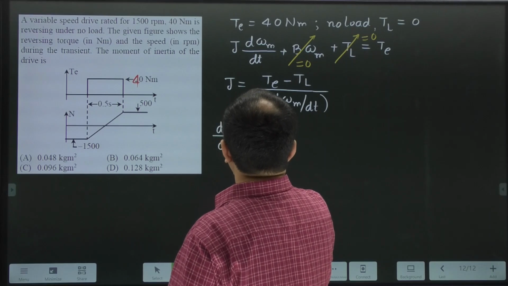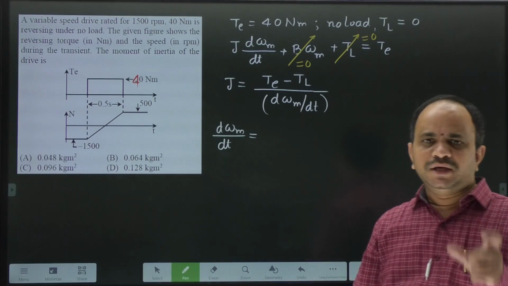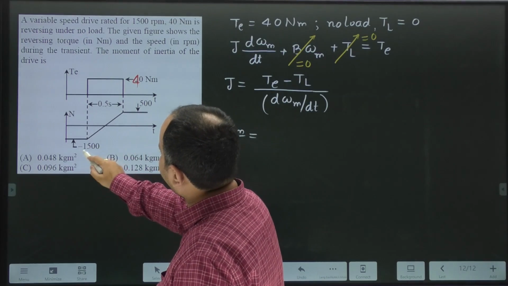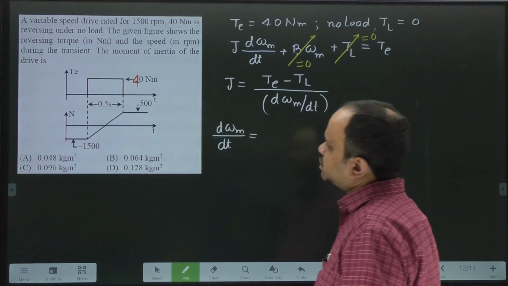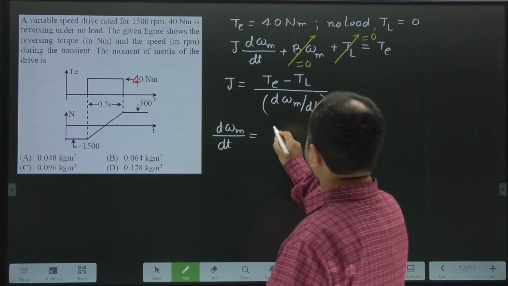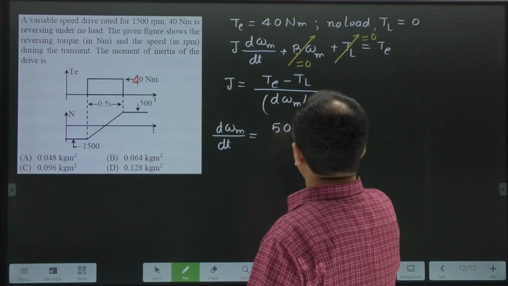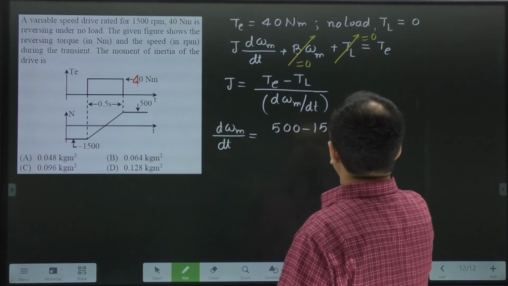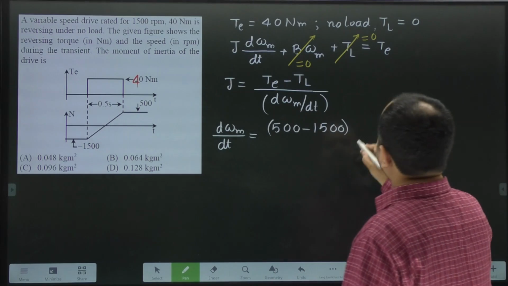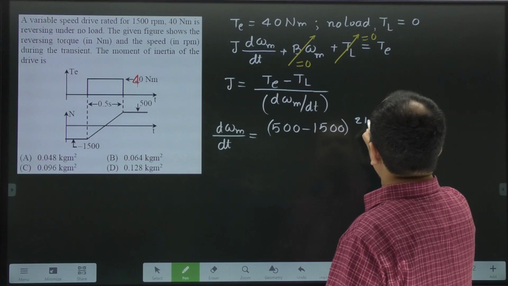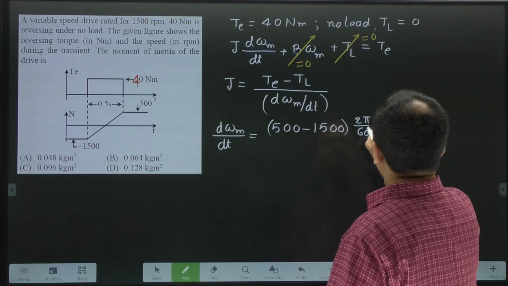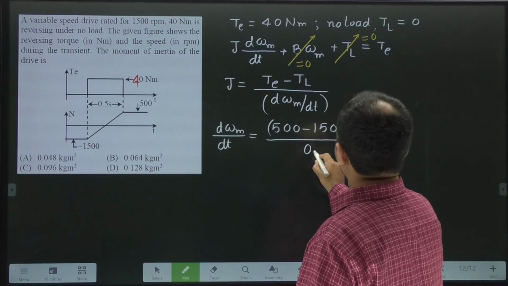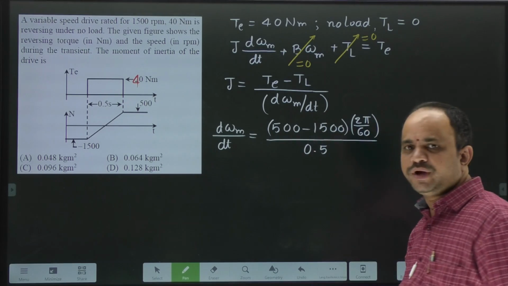Now first let us find out what is d omega m by dt. What is d omega m by dt? Rate of change of speed. The speed changes from minus 1500 to 500. So final speed is 500 minus 1500. This is given in RPM. You have to convert into radian per second. So multiply with 2 pi by 60 divided by in a time span of 0.5.